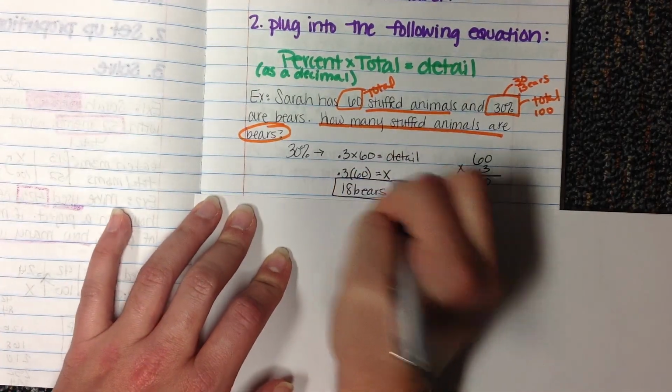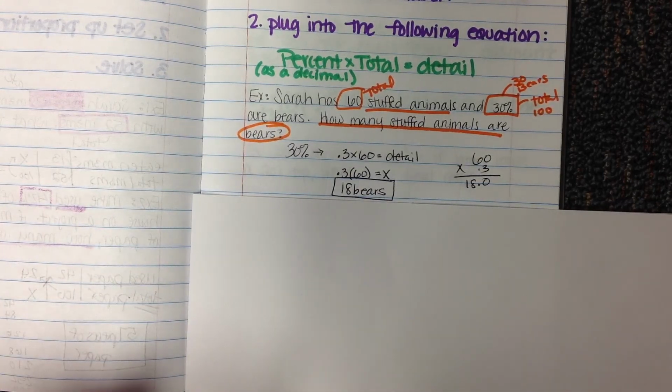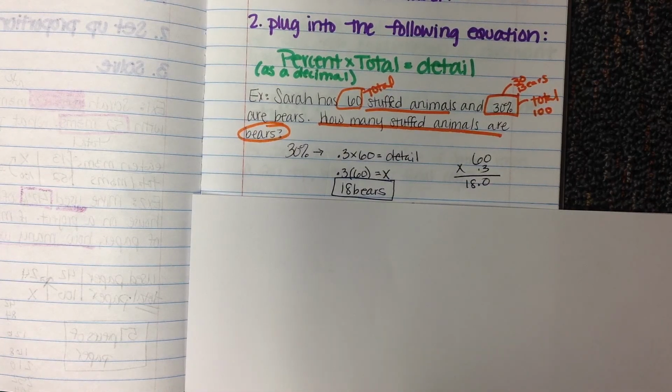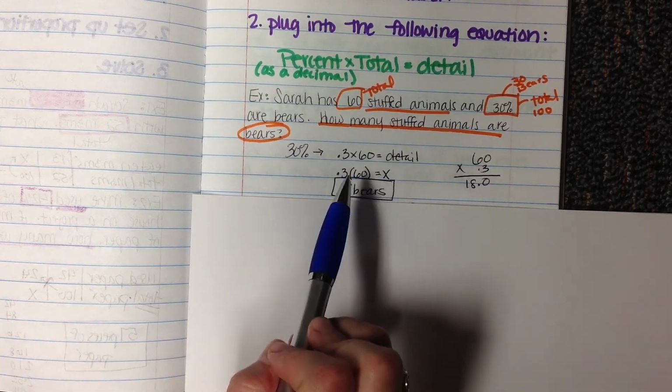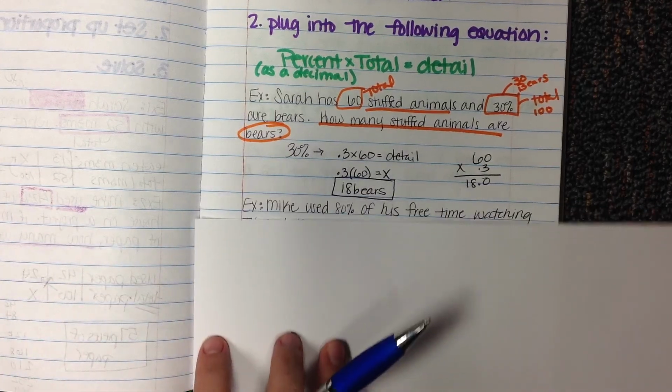If you were to set up a proportion for this problem, which you absolutely can do, you would still get 18 bears. The reason we're showing you another way to look at it is honestly because this is very quick and easy. It's faster than a proportion, but also because on a test, sometimes you might see the equation form. You need to be familiar with both. So if you are comfortable with the proportion and you like the proportion, you can always use that to solve. But you also need to know what the equation looks like. Let's look at one more example.